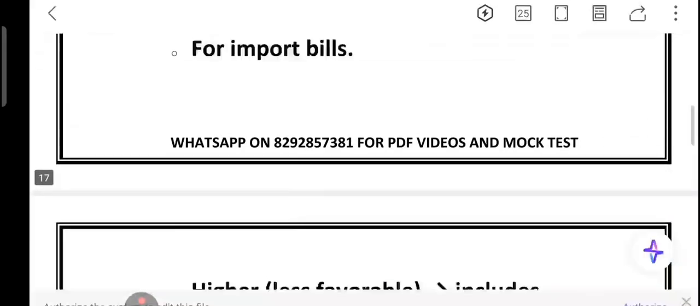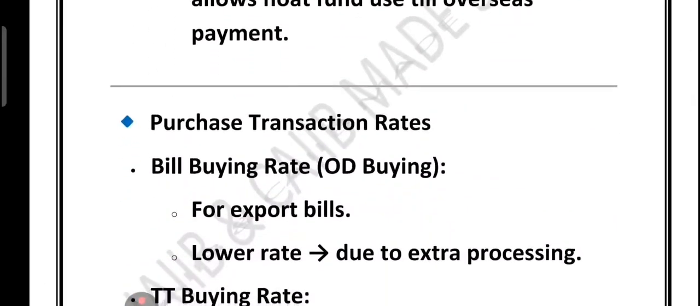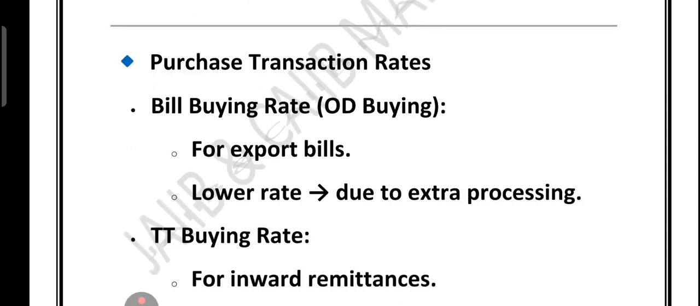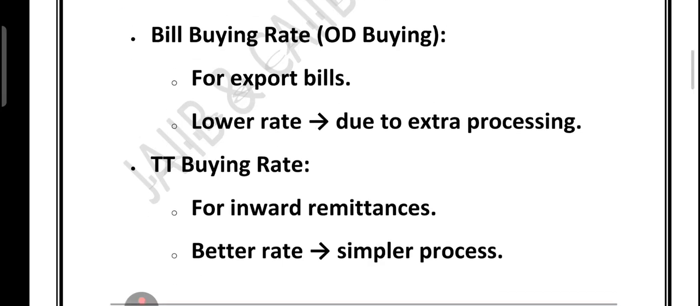Now, what is the influence of the interest rate? Let's talk about it. So, the influence of the interest rate on the forex firm, I will talk about it. Before that, let's look at some purchase transaction rates. We have something called the bill buying rate. The bill buying rate is to be used for export bills. And you know it very well that this rate is lower because of the extra processing.